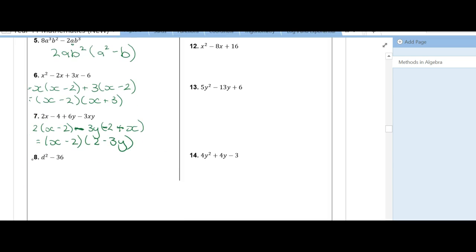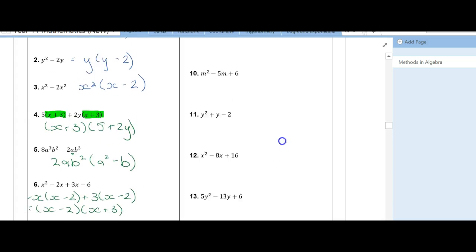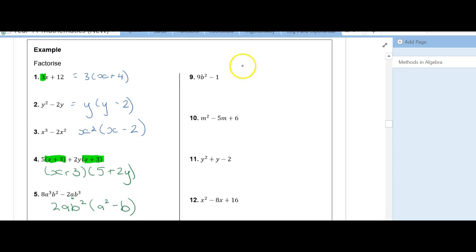Okay, common factor? No. 2 terms. It's a squared, so it's d minus 6, d plus 6. Two terms, no common factor. It's nice, they're both squareds. 3b minus 1, 3b plus 1. It doesn't matter about the order.